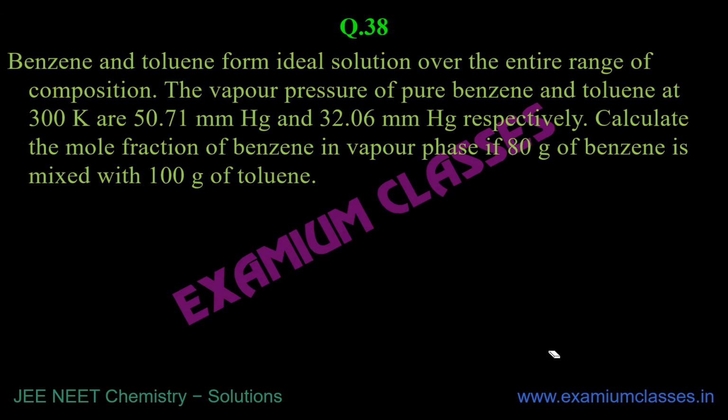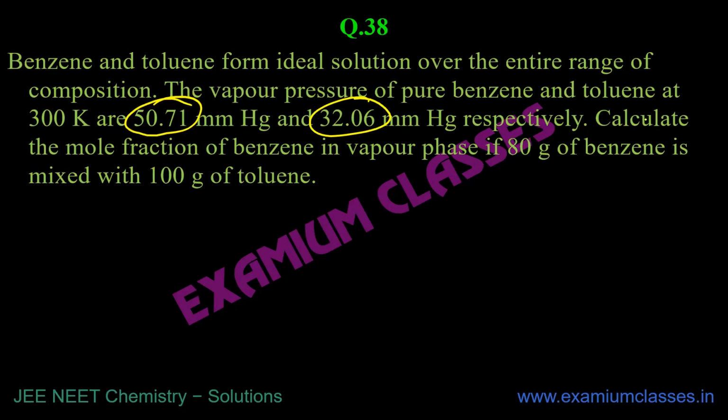Benzene and toluene form an ideal solution over the entire range of composition. The vapor pressure of pure benzene and pure toluene are given. Calculate the mole fraction of benzene in vapor phase if 80 gram of benzene is mixed with 100 gram of toluene. Read the question before I start explaining. Now see, start from the last. Calculate the mole fraction of benzene in vapor phase.